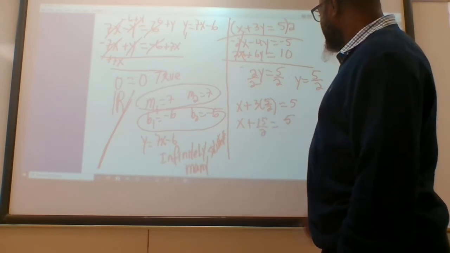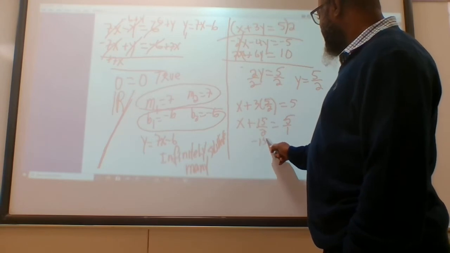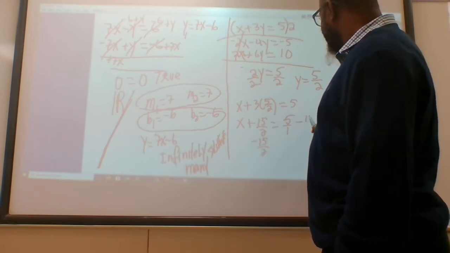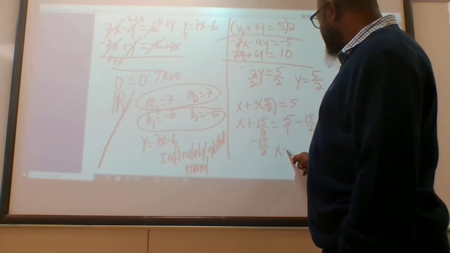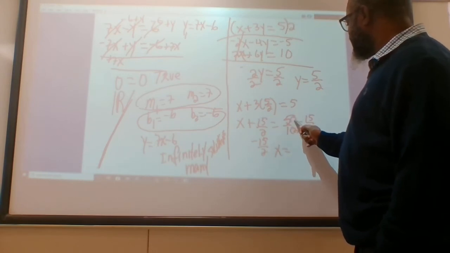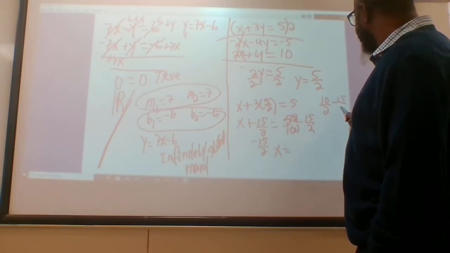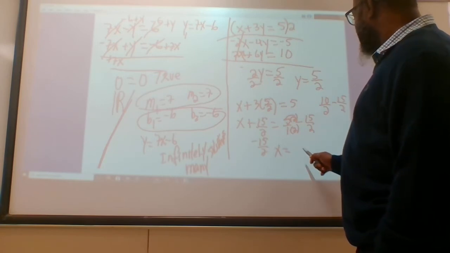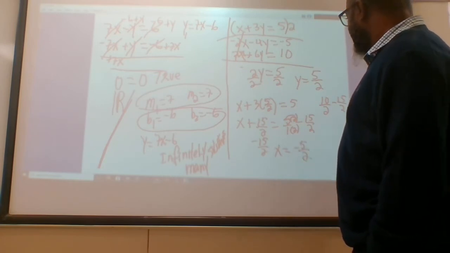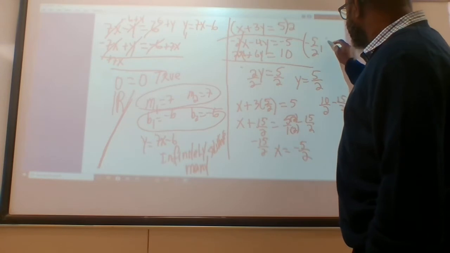is equal to 5. Alright, since many of you have problem in fraction, if you do not have a problem in fraction, the easiest thing to do is to put this over 1, then subtract 15 half on this side, and you subtract 15 half. Then you will have x is equal to that. So to get 2 in the denominator, multiply this by 2, multiply this by 2. This will give you 10 half. Subtract 15 half. In this case, x will be negative 5 half. Right? Your solution will be negative 5 half, positive 5 half.